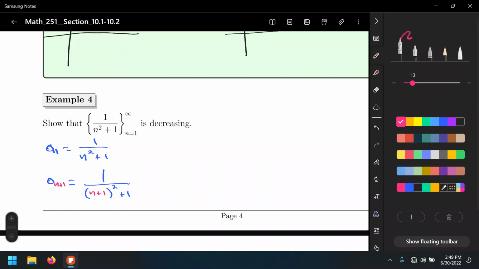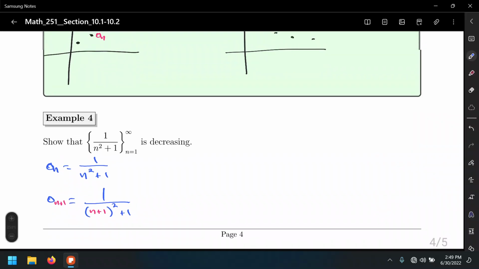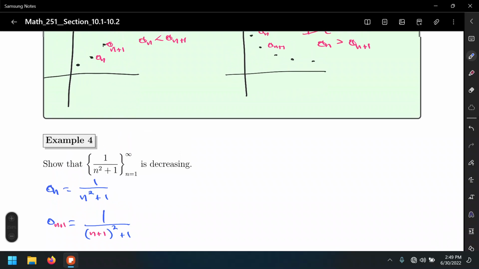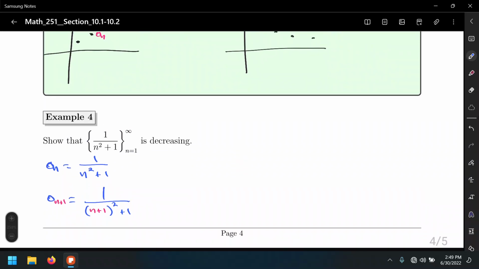And then from here, what we're going to do is put these two together. So I'm going to write a sub n versus a sub n plus 1. On the left-hand side of the inequality, I'm going to write simply a sub n, 1 over n squared plus 1. And on the other side, 1 over n plus 1 squared.